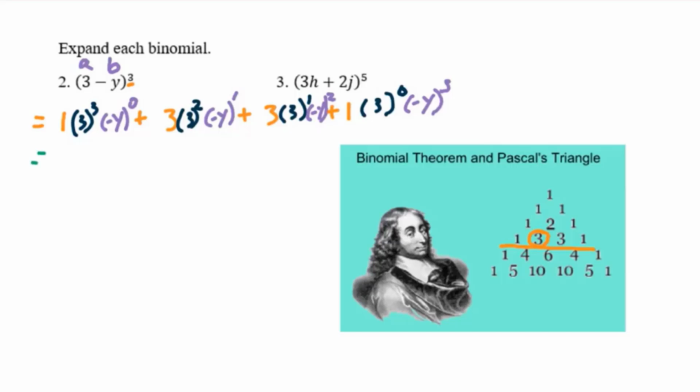So we work this out. You got 27 plus, here's 27 times negative y, that's negative 27. So negative 27y plus 9y squared. Then we get negative y to the third power.